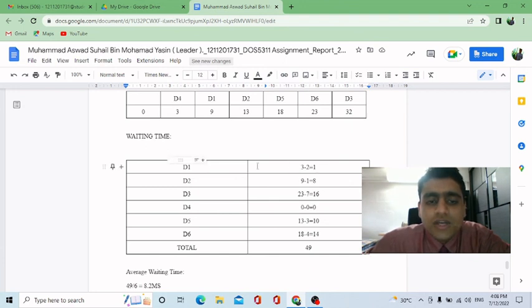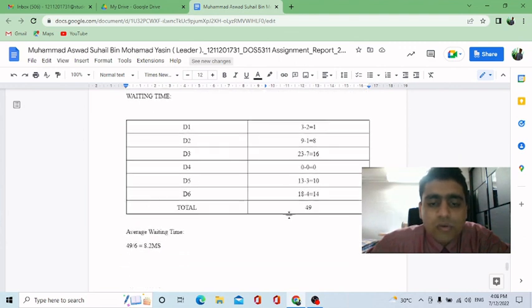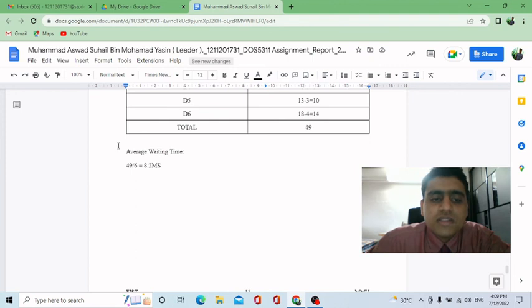And after we get the total, we need to add all the totals for the processes to get the answer for the whole waiting time. To get the total waiting time, we need to plus 1 plus 8 plus 16 plus 0 plus 10 and plus 14, and we'll get 49. And finally, just as usual, we need to calculate the average waiting time, which will be 49 divided by 6, and the answer will be 8.2 milliseconds.